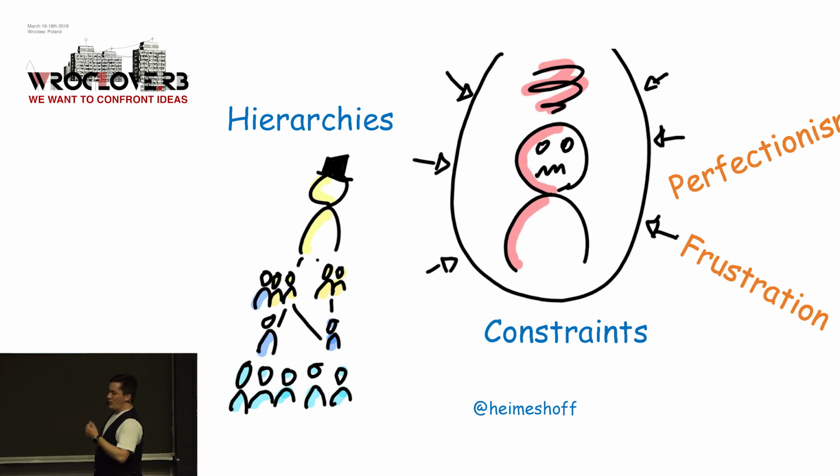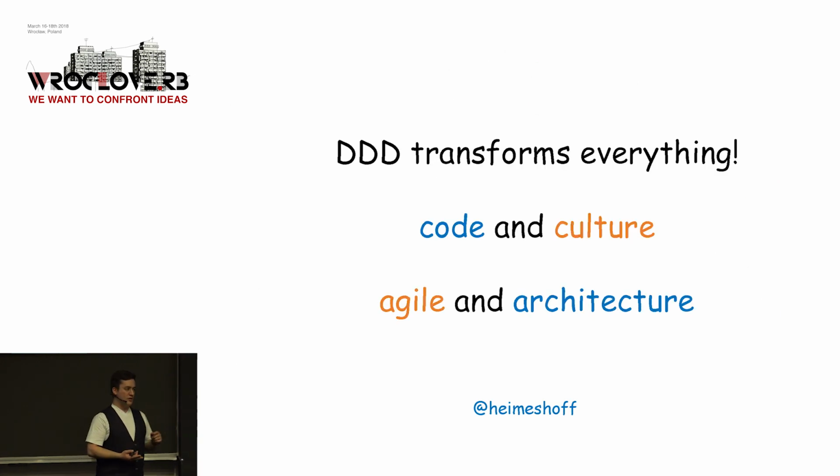It's important to know that when you do something like domain-driven design, you try to change your company. It doesn't just change a bit of code. It changes everything. And if you try to change everything, people tend to work against that. Systems try to stay the way they are. That's just a system effect. And you need a long breath to see it through. But if you do, then DDD transforms code and culture, and agile and architecture, and everything in your company.